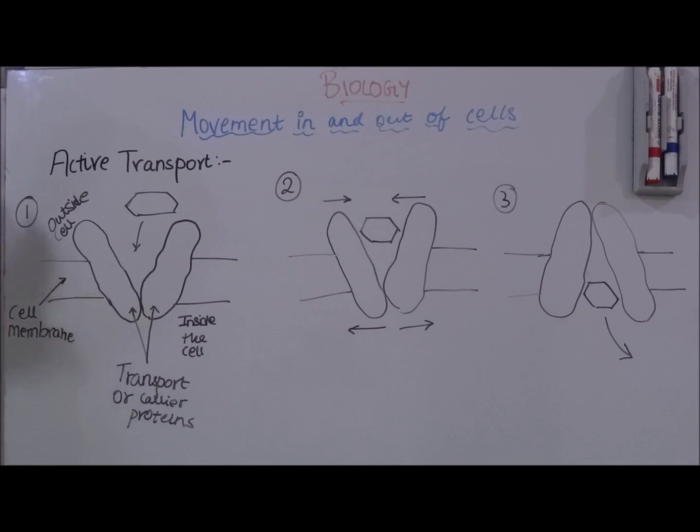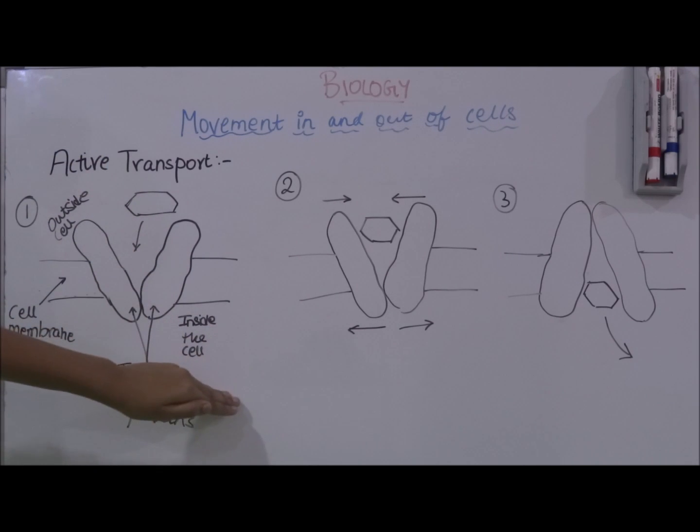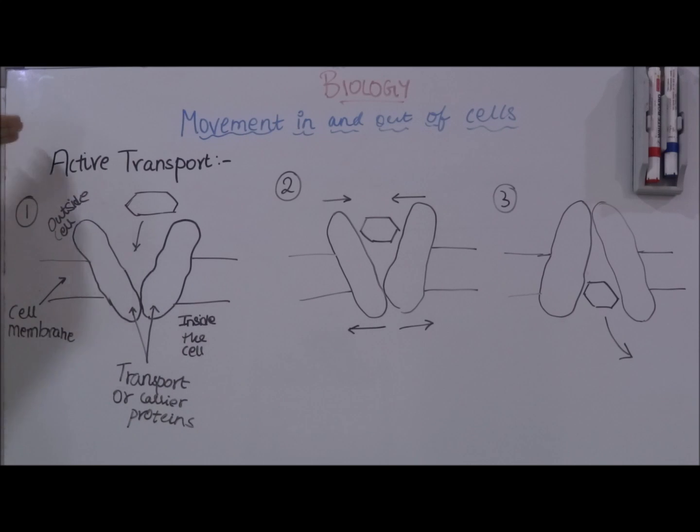This is just a basic diagrammatic representation of how the active transport takes place. So these are the transport or carrier proteins. This is a cell membrane of a cell, and this is a glucose molecule. This area is outside the cell and this area is inside the cell. The concentration of glucose is less outside the cell than inside the cell. However, due to active transport, the glucose molecule is taken inside the cell.